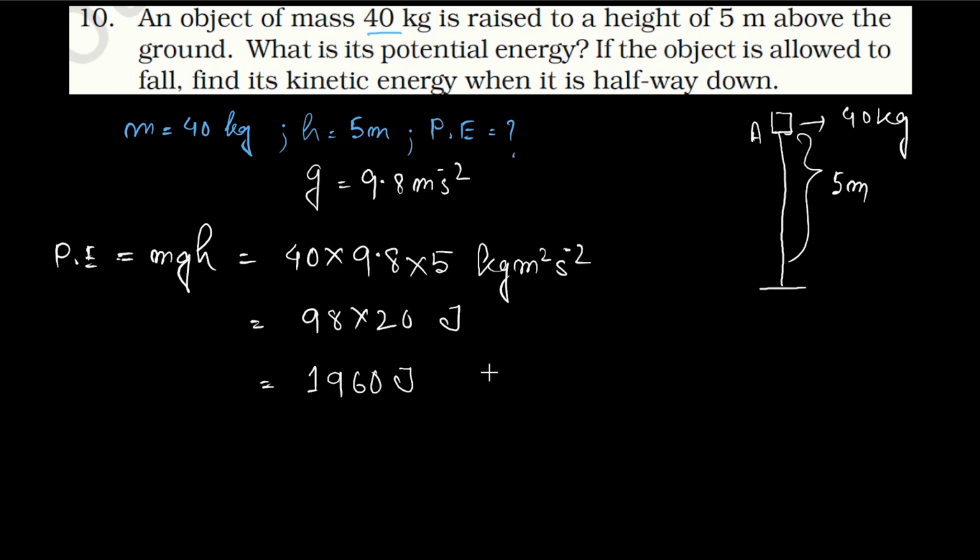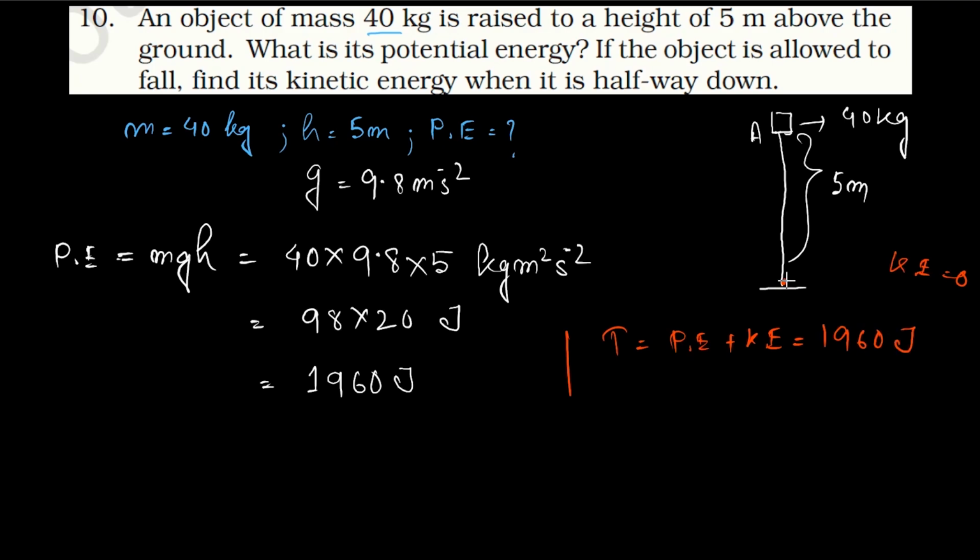Now what we know from the concept of conservation of energy is that the total energy of the system remains constant, right? Here, the potential energy is the maximum energy at the maximum height. If the body is at rest, the kinetic energy will be 0. So the total energy will be potential energy plus kinetic energy, and since kinetic energy is 0, it will be 1960 joule.